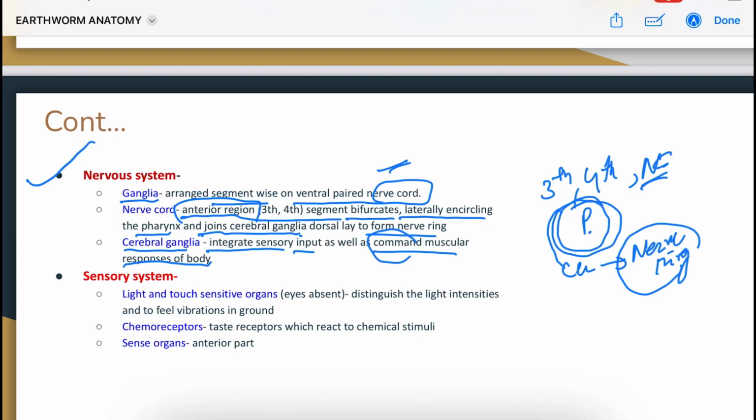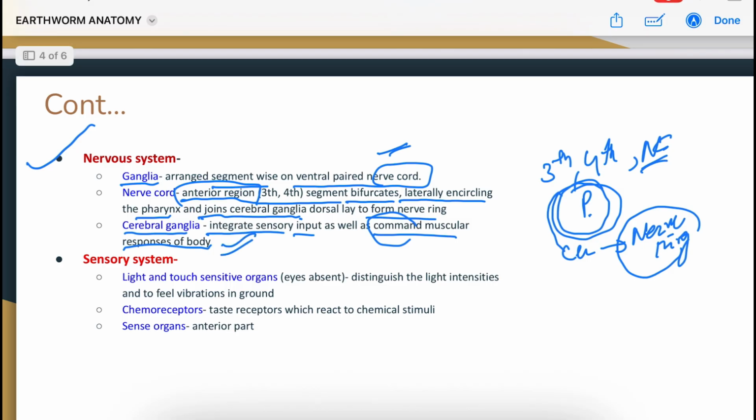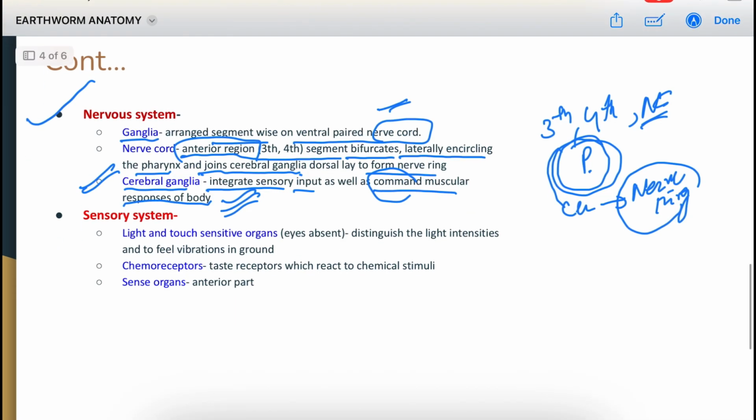जो cerebral ganglia है एज अ कमांड, जो कमांड करता है बॉडी के मसल्स को रिस्पॉन्सेस के लिए, व्हाट टू रिस्पॉन्ड एंड हाउ टू रिस्पॉन्ड. सो ये सेंसरी इनपुट के लिए है. कोई भी एन्वायरमेंटल कंडीशन को रिस्पॉन्ड करने के लिए ये कमांड देता है मसल्स को. दैट इज सेरेब्रल गैंग्लिया.